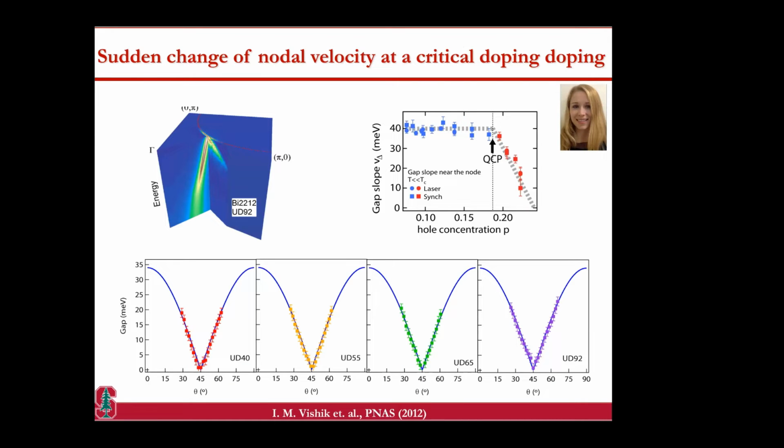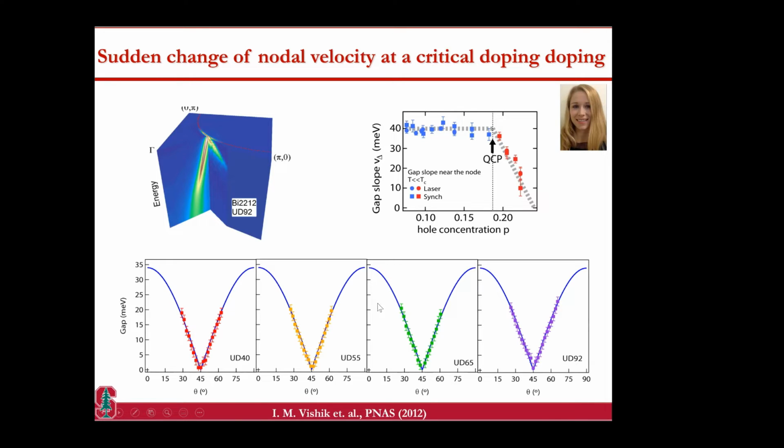Here is the work from Inovishik's thesis. She measured the d-wave node, and here's the slope of the d-wave node. She measured that for underdoped samples with superconducting transition temperatures of 40 Kelvin, 55 Kelvin, and so on. As you can see, as you increase the superconducting transition temperature from 40 Kelvin to 92 Kelvin, more than a factor of 2, the slope, which is the most sensitive measure of the d-wave superconductivity, doesn't change at all. So the pairing doesn't change.